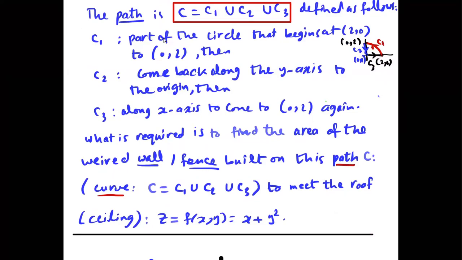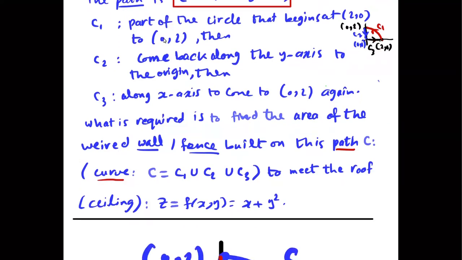we need to do the third integral over this part of the curve C3. What is the equation of the curve C3? It is a line, straight line or line segment, part of the straight line. It is y equals 0. And x varies from 0 up to 2.